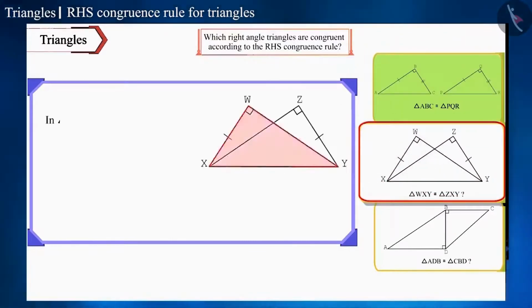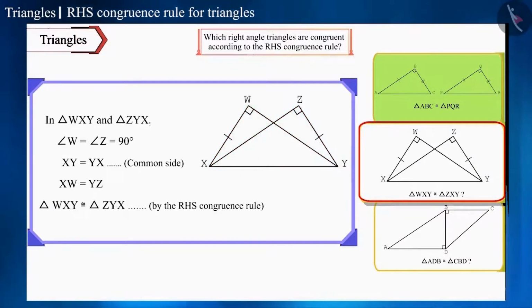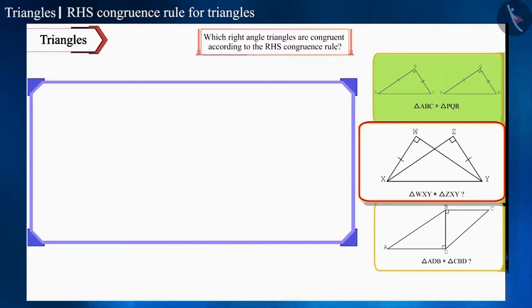In the second pair, in triangle WXY and triangle ZYX, angle W and angle Z are right angles. Hypotenuse XY is the common hypotenuse and side XW is equal to side YZ. So these two triangles are congruent by the RHS congruence rule.